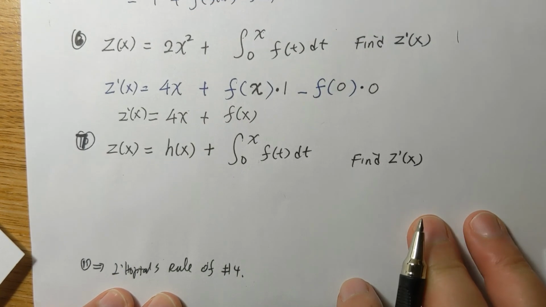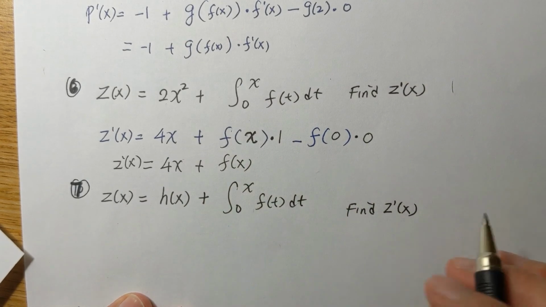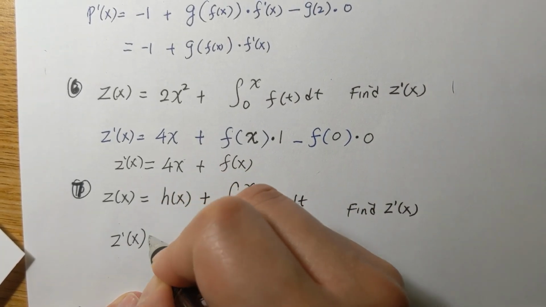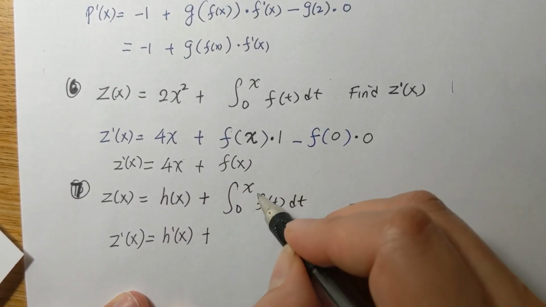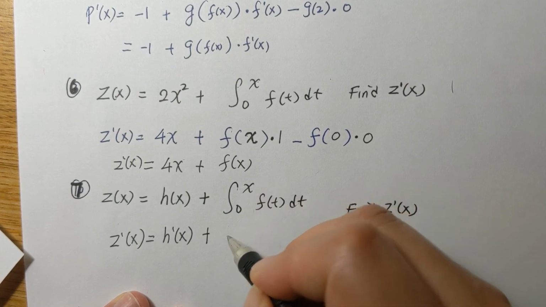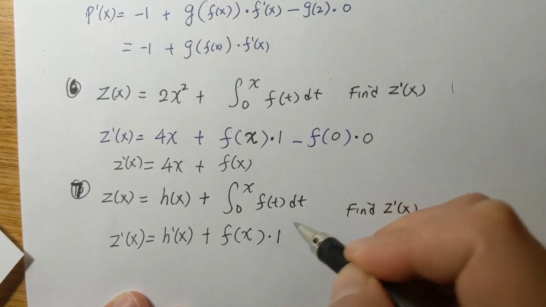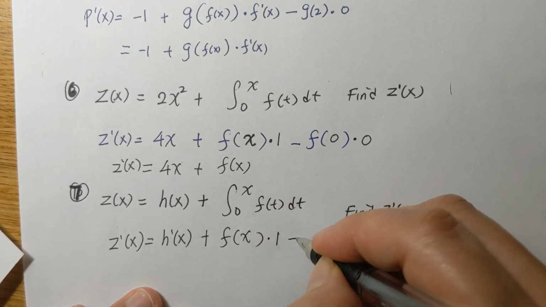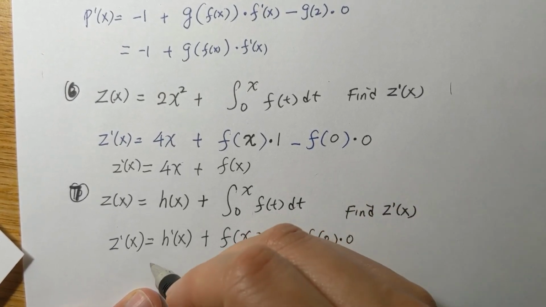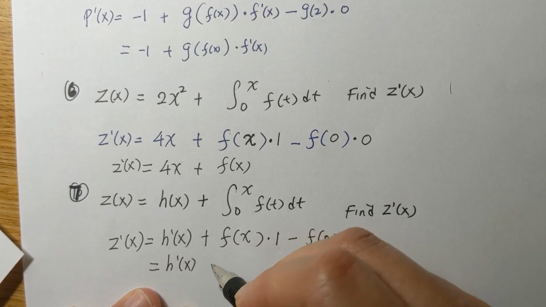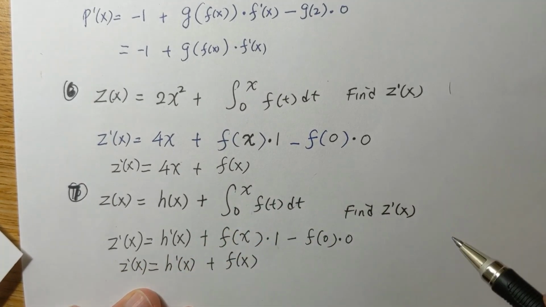Now let's take a look at number 7. Now we're going to have z prime of x, and the derivative of h of x is h prime of x, and then we're going to add. So now you have to find the integrand, f, and you substitute the x inside and multiply by the derivative of x, which is 1, and then you subtract f, and you substitute 0 times 0. Simplify it, it will be h prime of x plus f of x. So we finish question number 7.